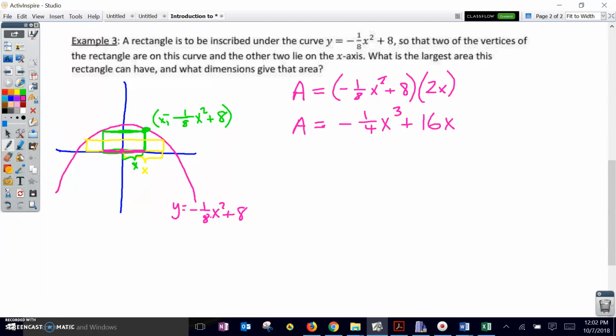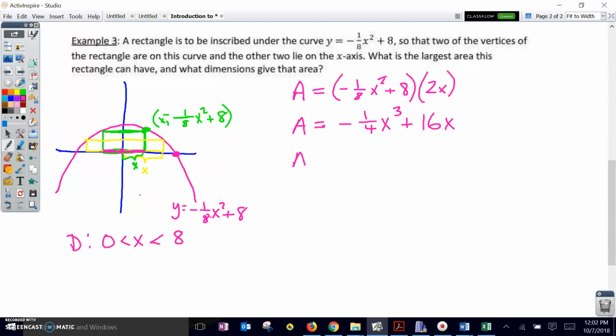Now, before we optimize, let's talk about our constraints on the width of the rectangle. First of all, for the domain, x has to be bigger than 0. If it's not bigger than 0, then it's not going to form a rectangle. And it has to be smaller than the x-coordinate of this point, and the x-coordinate of that point is 8. So our critical value is going to be somewhere between 0 and 8.